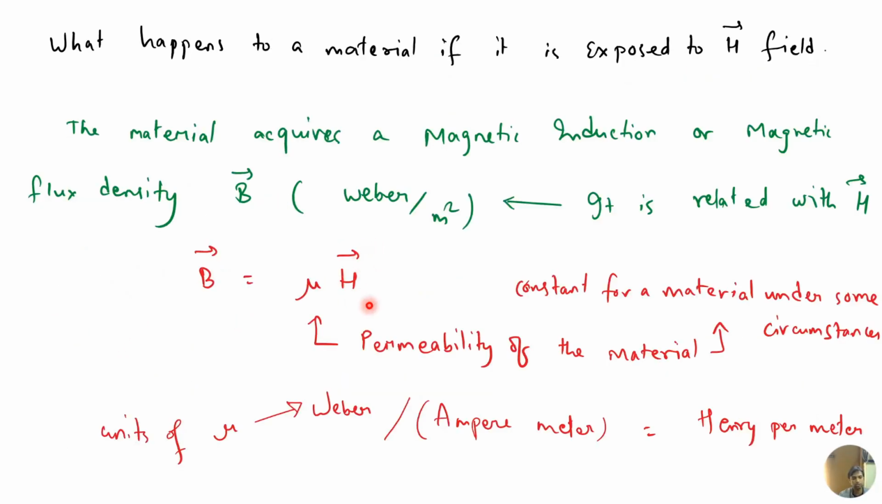H is a vector quantity, and when you multiply it with the permeability of the material, which is a material quantity that tells you about the magnetic response of the material, you get the magnetic field induction or magnetic flux density B. Its unit is Weber per ampere per meter. Weber per ampere is also called Henry, so the unit of mu is Henry per meter.